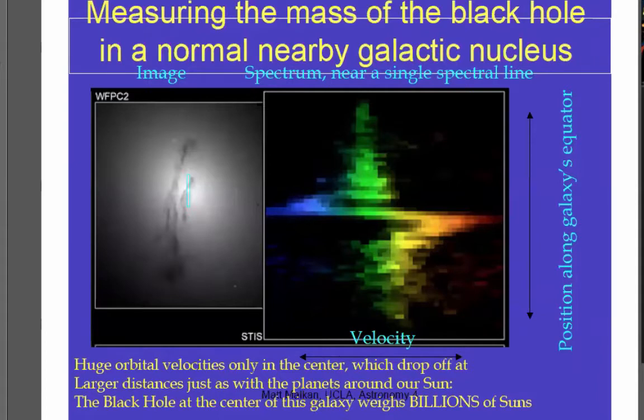M87 played a very big role in this because it's one of the nearest big black holes that you can study up close, with one other exception, our own Milky Way. This is the other nearest one. This is a spectrum along this slit. The north side, here's the south side of it. And what do you see? This is the velocity of hydrogen gas.